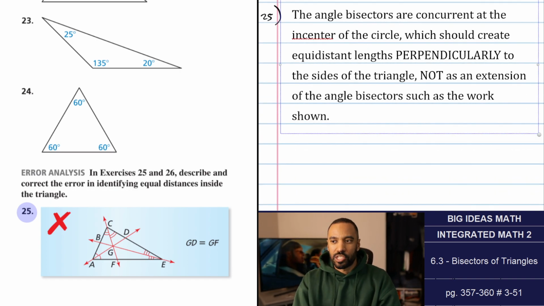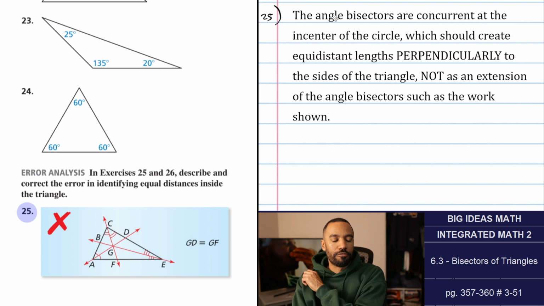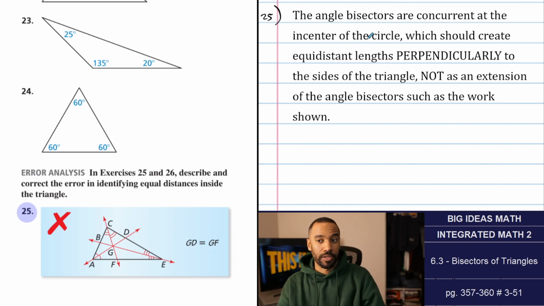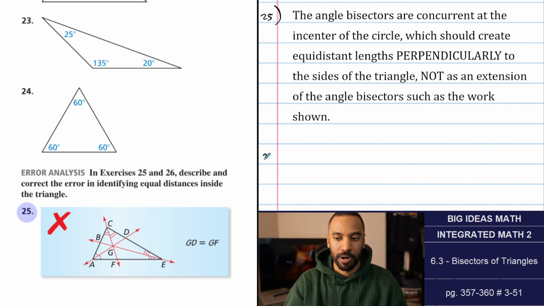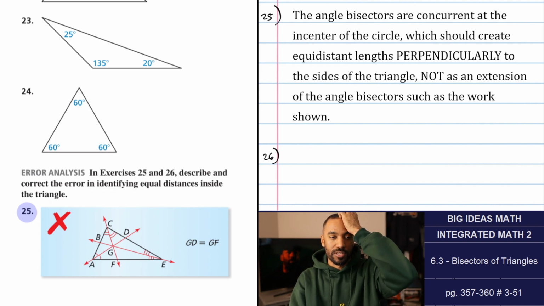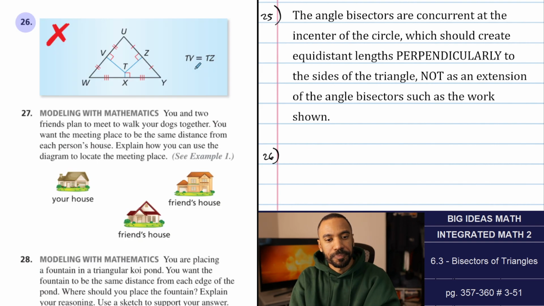So they just extended those angle bisectors and said, oh, from the in-center to there, those are equal to, no. That's not how it works. So I can't really correct it because I'm saying how they should have done it. They have to get the perpendicular parts. Not perpendicular bisectors, just perpendicular shortest distances. And that's what it is.